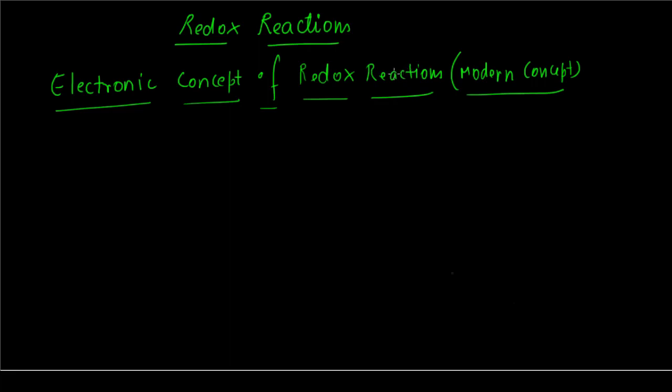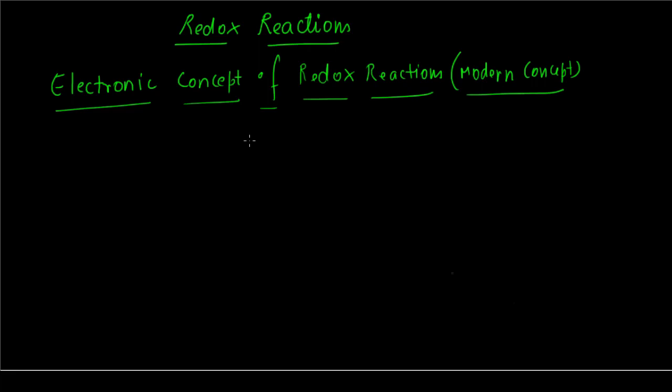And today we'll be going to the second part of the series on redox reactions, which is a class 11 chemistry topic, part 2. And today we're going to discuss the second part of this chapter, which is the electronic concept of redox reactions, or the modern concept of redox reactions.